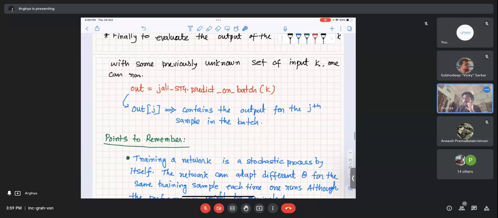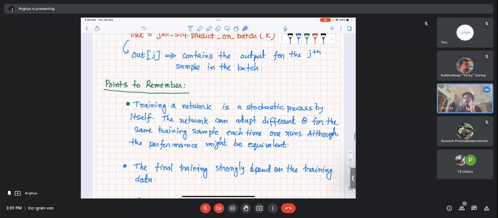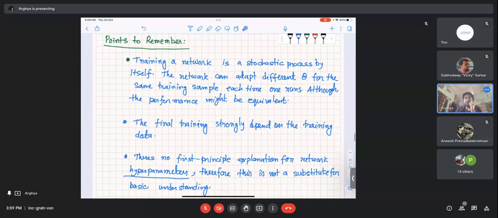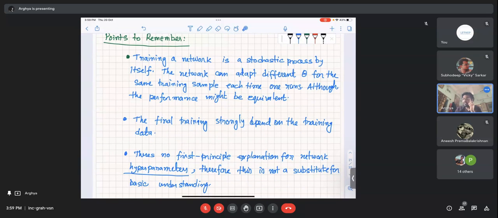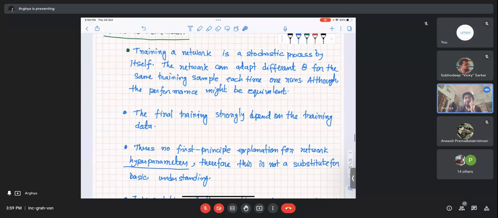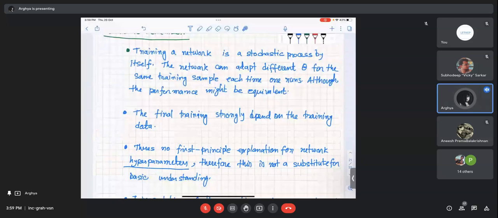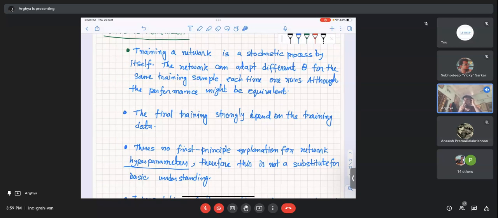Good. So once we are done with that, there are some things we should remember, and I learned most of them the hard way. The first thing is that training a network is very stochastic. As Anish was asking yesterday, is there any first principle way to set up all the things? There is nothing like that. Training a network is a very stochastic process. What you are setting is very random in some sense.